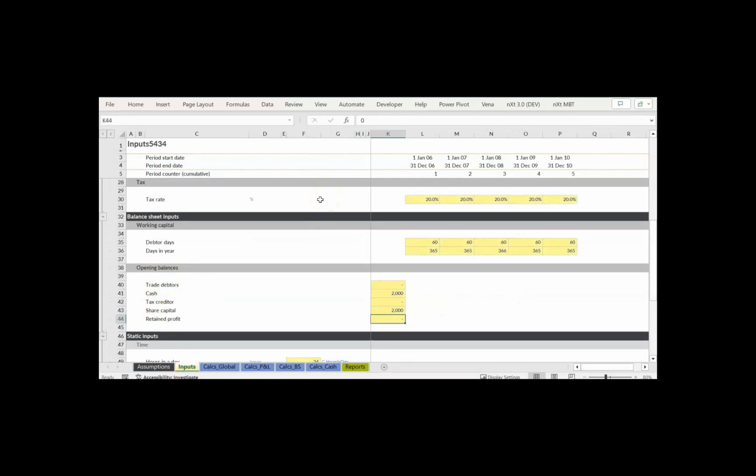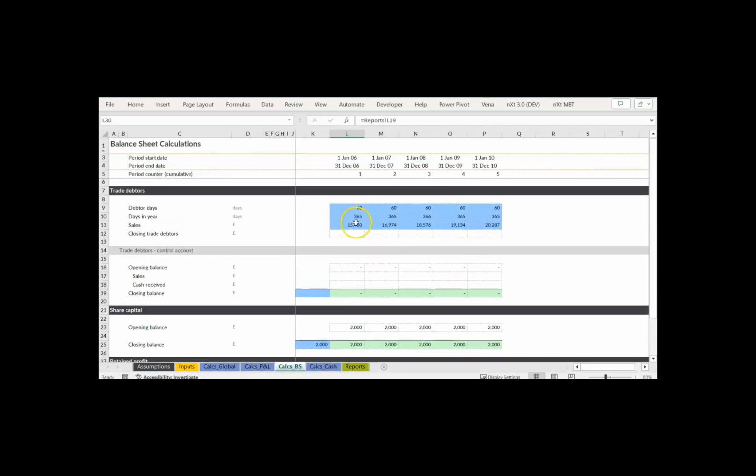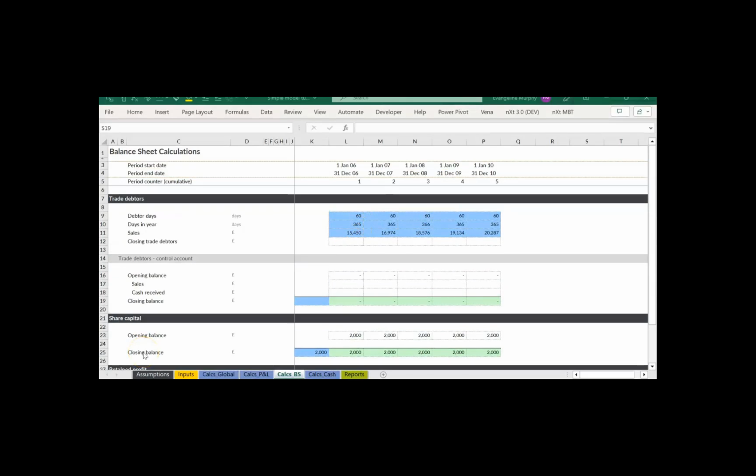In our inputs, we are told that our trade debtor days are 60 days, so we will not receive the revenue until 60 days after this has been recognised on the P&L. Therefore, we need to set up a trade debtors working. Our normal way of calculating trade debtors is to calculate the expected closing balance using sales and the debtor days input. Then we will calculate the cash received as the balancing figure.